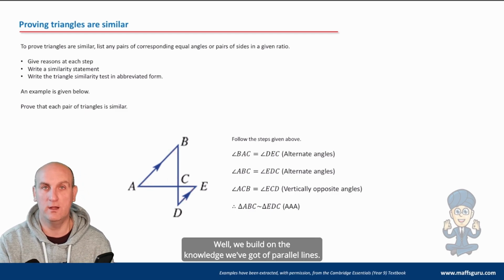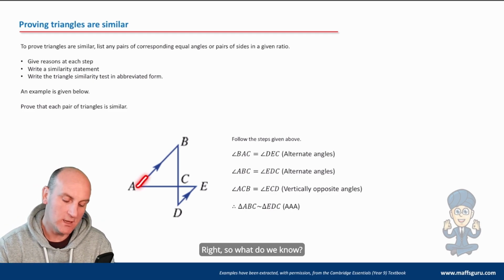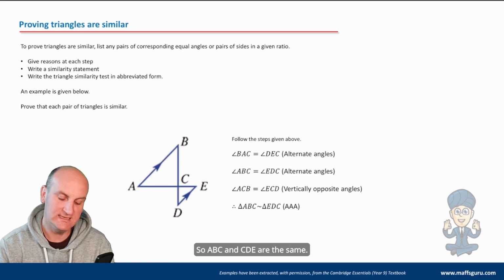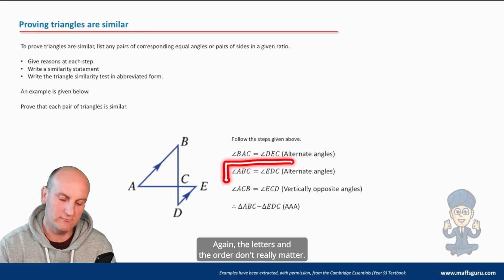Well, we build on the knowledge we've got of parallel lines. Again, another video on mathsguru.com. Right, so what do we know? We've got 2 parallel lines here, which means that I can draw a Z, which means that that angle there and that angle there are the same. So ABC and EDC are the same. Again, the letters and the order don't really matter.